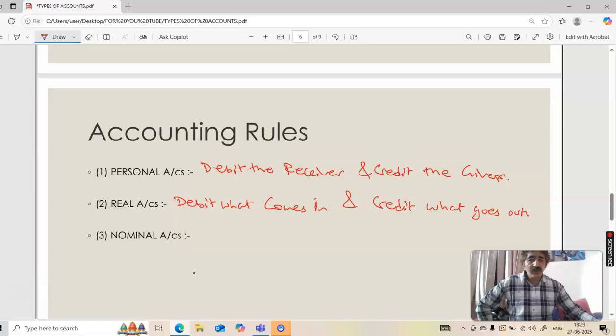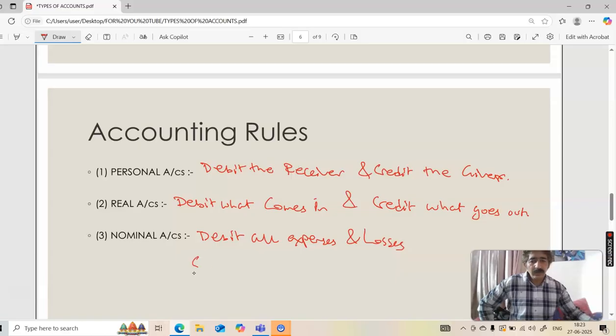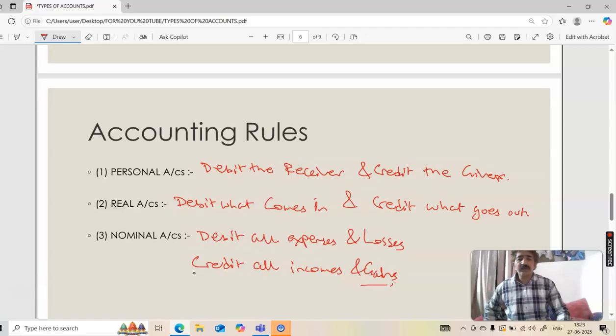Nominal accounts have the rule of debit all expenses and losses, credit all incomes and gains. So these are rules just like that, and you have to learn them. Take a screenshot of this and learn.